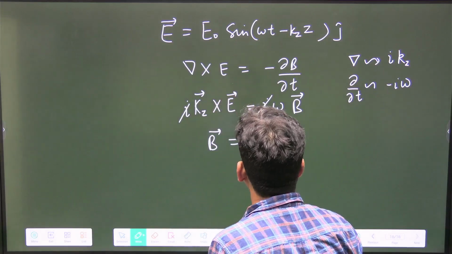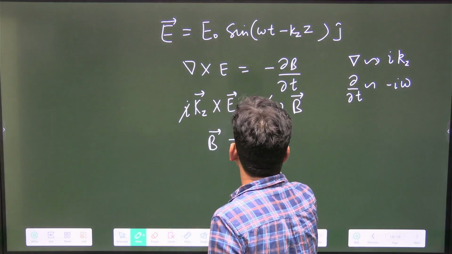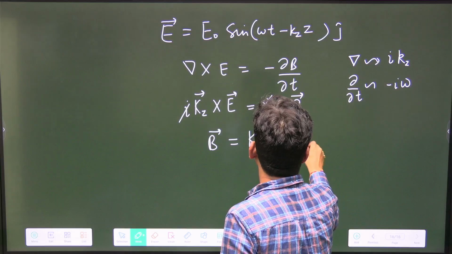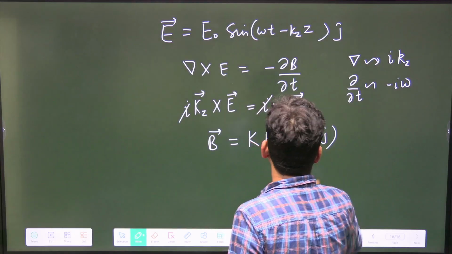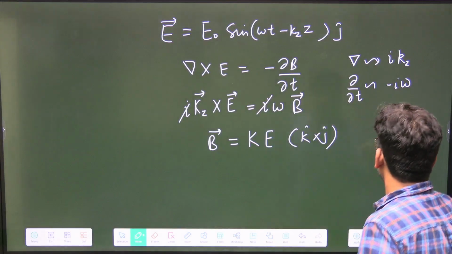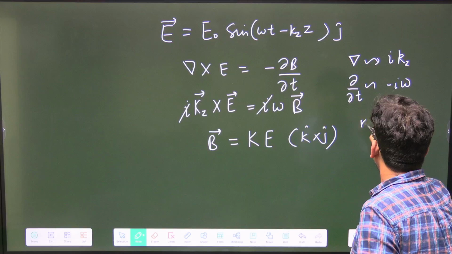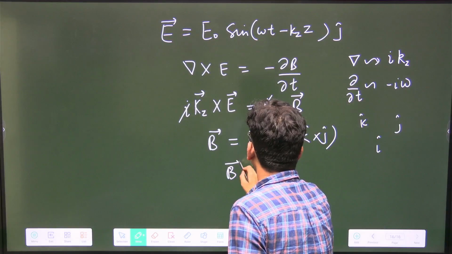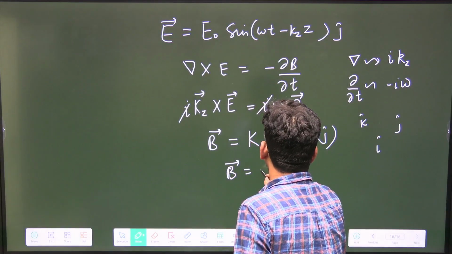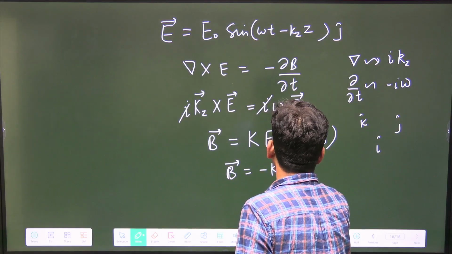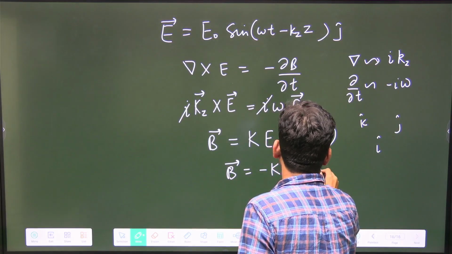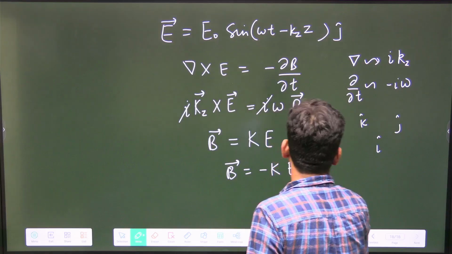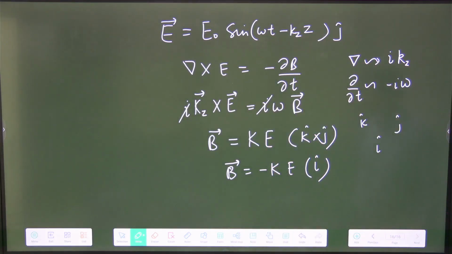And B will become, since k is in K cap direction, k into E and K cap cross J cap. So it is I cap, J cap, K cap. K cross J will be minus I. So B will become minus kE, and as a vector, I will put I cap. Okay, this is the profile of the magnetic field.